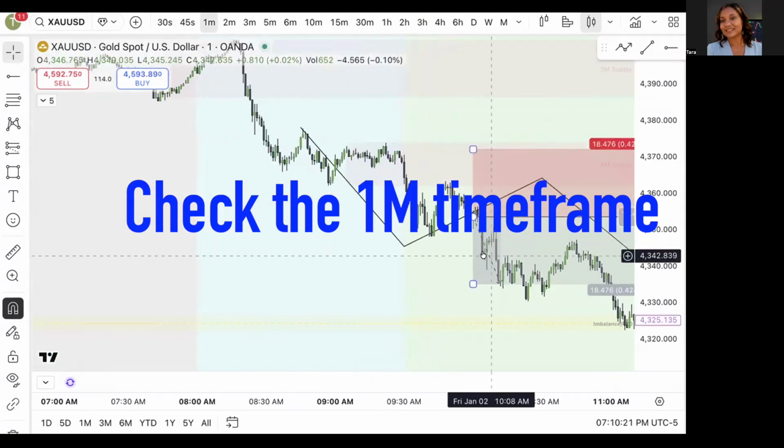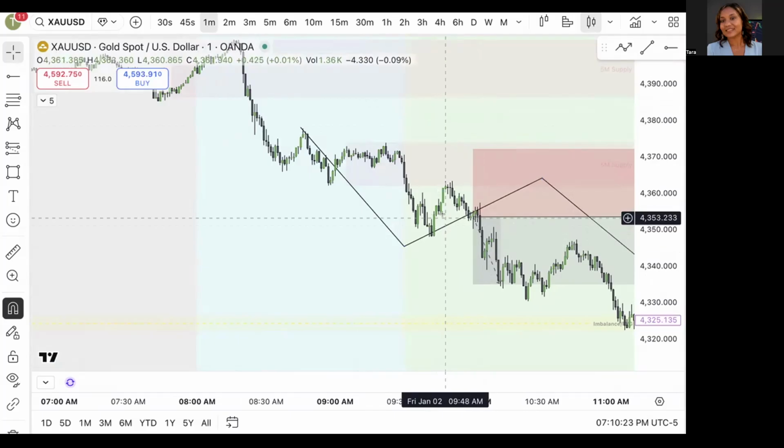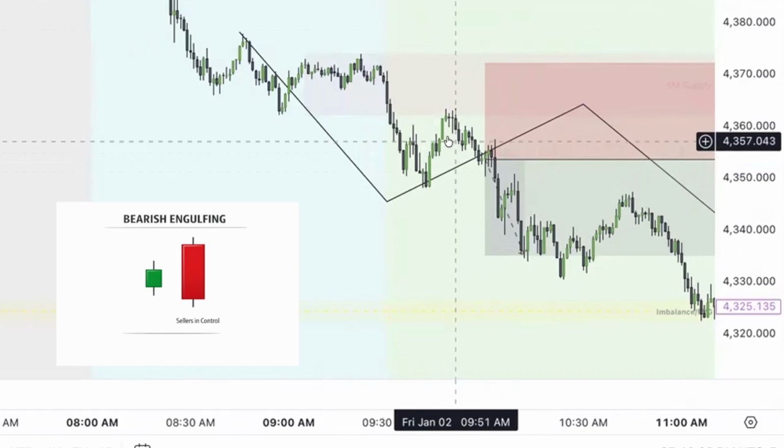All right, and then we see price coming down here and tapping back in around this time. And once we see this engulfing candle here on the 1-minute time frame, then we could enter the trade. So we could have entered a little bit earlier if we had been on the 1 minute.